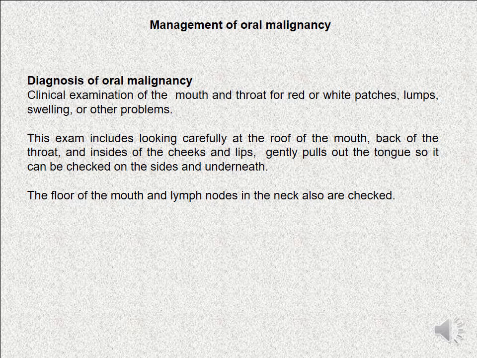problems such as ulceration or destruction of the bone. This exam includes looking carefully at the roof of the mouth, back of the throat, and inside of the cheeks and lip. Gently pull out the tongue so it can be checked on the side and underneath. The floor of the mouth and lymph nodes in the neck are also checked if oral malignancy is suspected.